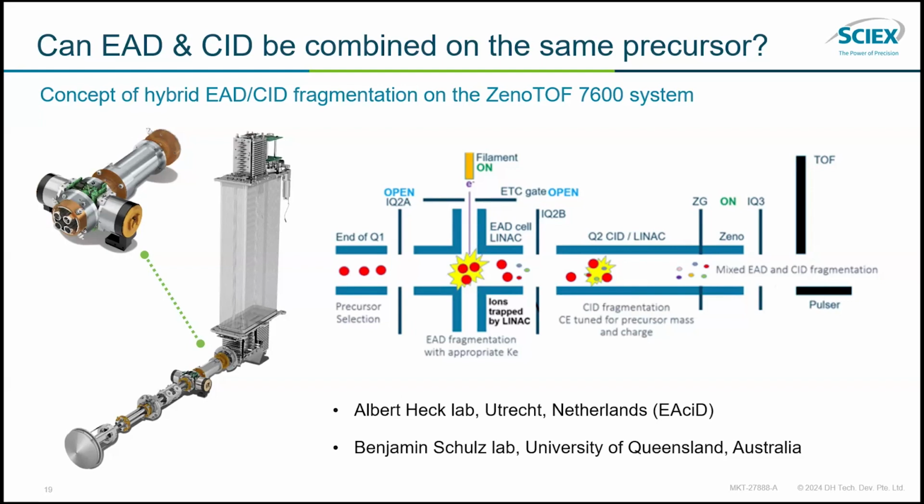One is Albert Heck's group in the Netherlands. He's got some nice data on that, and he called it EAD CID. And then there's a lab in Australia as well, Benjamin Schulz's lab at University of Queensland, that has also published about that, right? So that can potentially increase the number of identifications of glycopeptides even further, right? Currently, you could not process data like that in GlycanFinder, but in the next version, the 2.5 version, that will be an option as well. So I'm going to work on that together with Kristina and see if we can improve the number of identified glycopeptides even further using this hybrid fragmentation.